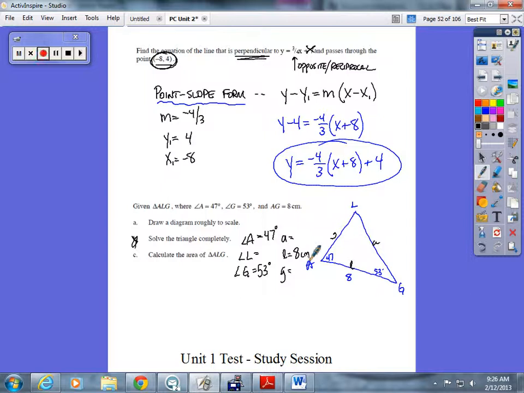First of all, to use law of sines, we have to know a side and its opposite angle, which we currently do not know. The two angles that we have do not have opposite sides that are known yet. However, because we know two angles, that makes this problem a little easier. We can use the triangle angle sum theorem to find this third missing angle. So we're going to add those two together and subtract them from 180. 47 plus 53 is 100, which means angle L is going to equal 80 degrees.